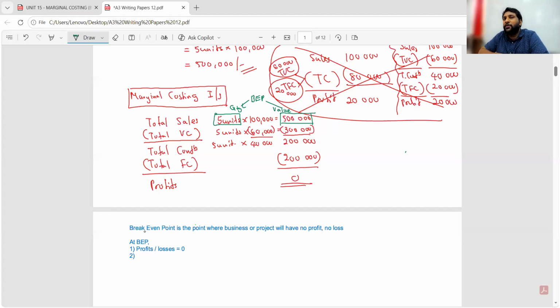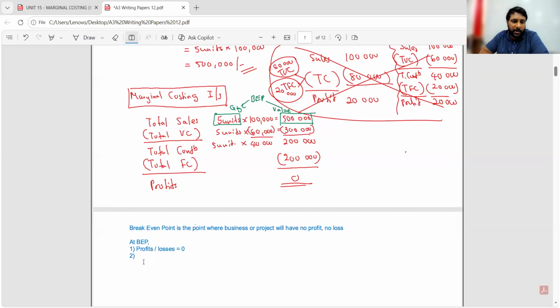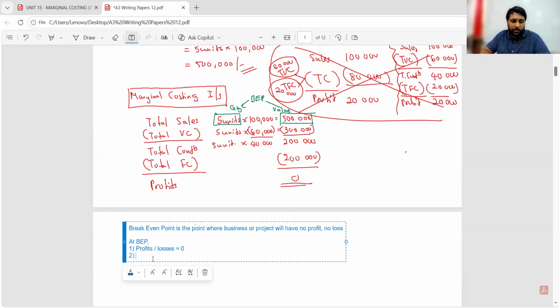Then what's the learning that you can get from there? At break-even point, total contribution and total fixed cost is same, equal. Clear? Second point, at break-even point, total contribution is equal to the total fixed cost.